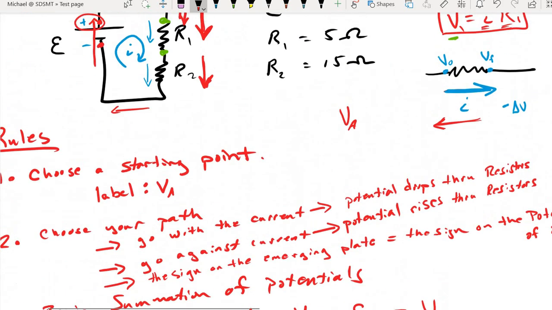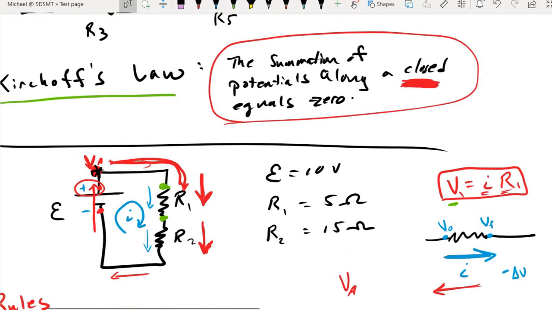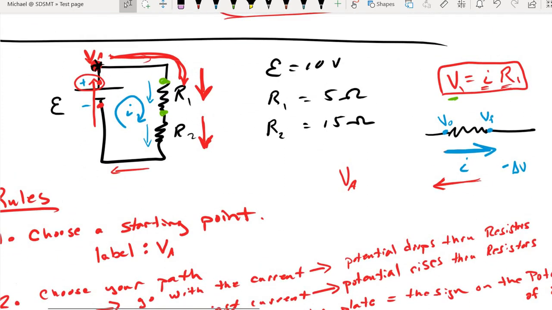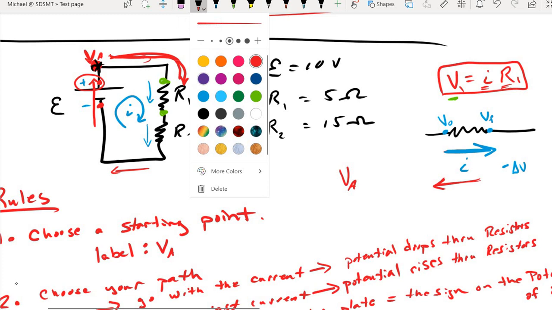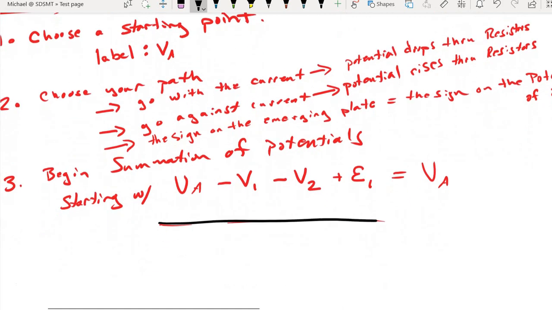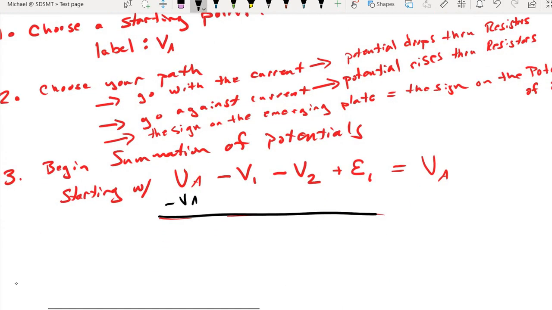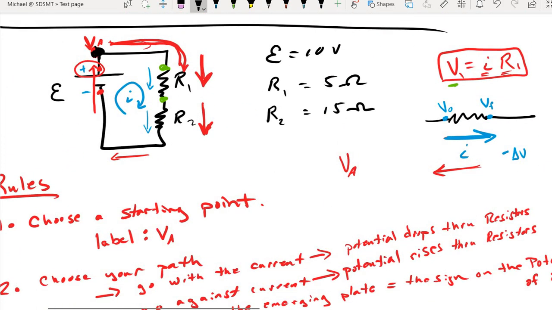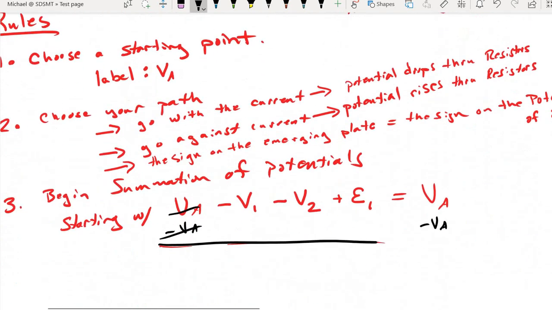And you're like, well, wait a minute. You said with Kirchhoff's law, the summation has to equal 0. Well, this is why we started at this random starting point VA, because what we can do now is subtract VA from each side, because what is the potential difference between VA and VA? It's 0. And that's exactly what we've accomplished by going around in that closed loop.